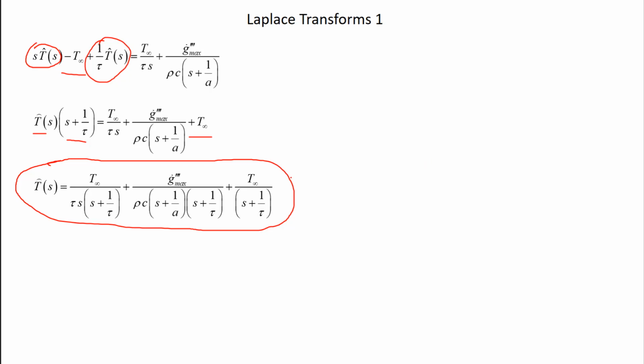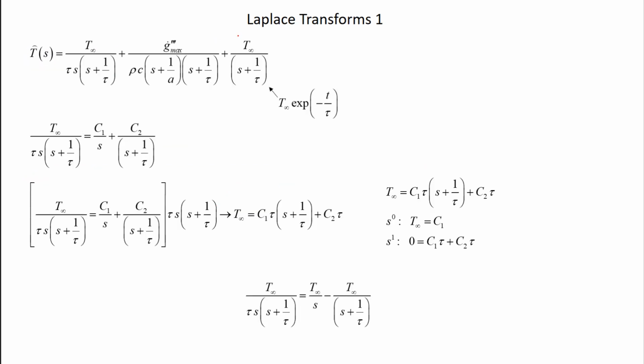For sure Maple could do this for me. If I look at this, this last term is really simple. That's going to be an exponential, right? These other two terms are a little harder. So this is where using the method of partial fractions could be really handy. I can take this term right here, for example, and I should be able to break it up into a term related to 1 over s and a term related to 1 over s plus 1 over tau, right?